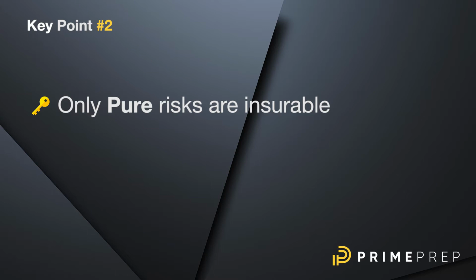Key point number 2, only pure risks are insurable. The memory trick we use here, pure risk. Think pure loss. Only loss here, no upside. The threat that is beyond a human control, resulting only in a loss or damage. Now, this is an incident such as a natural disaster, fire, or an untimely death.